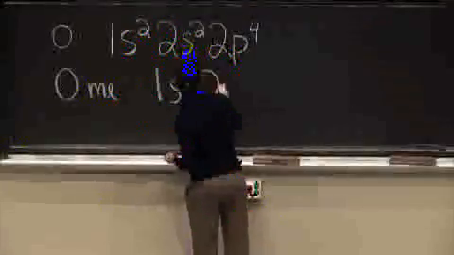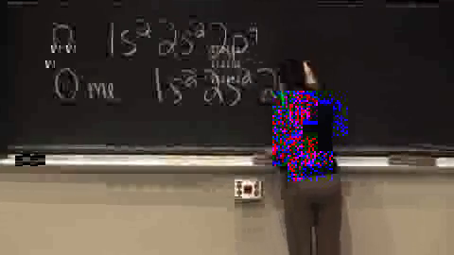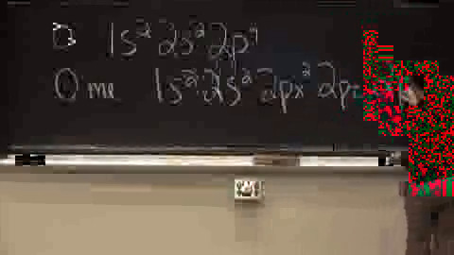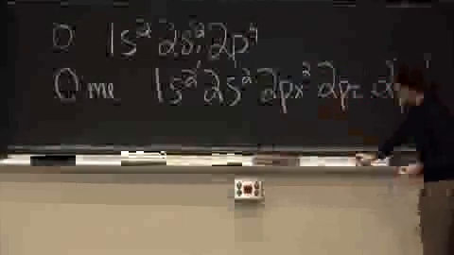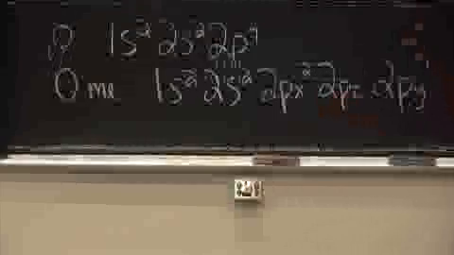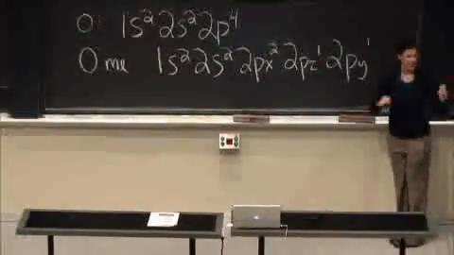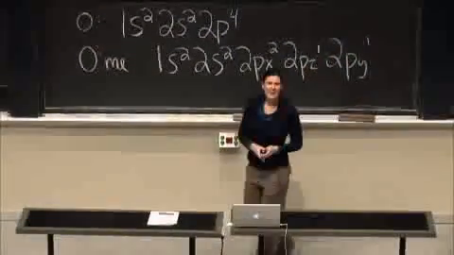But if, in fact, you are asked to specify the m sub l's, then we would have to write it out more completely, which would be the 1s2, the 2s2, and then we would say 2px2, 2pz1, and 2py1. So again, in general, just go ahead and write it out like this. But if we do ask you to specify, you should be able to know that the p subshell separates into these 3 orbitals.